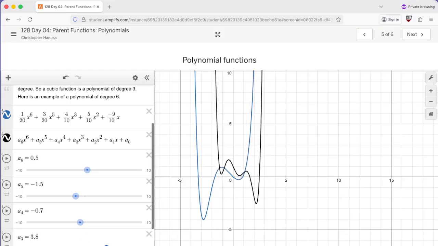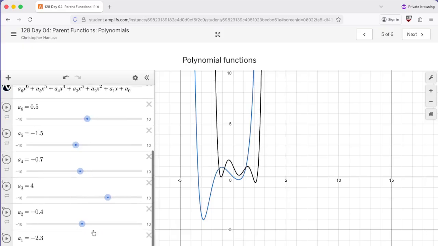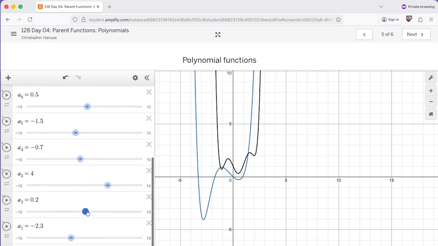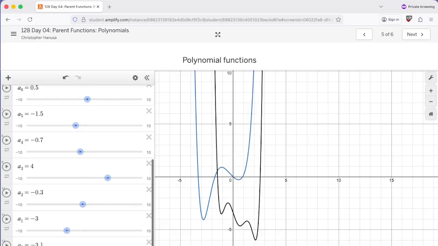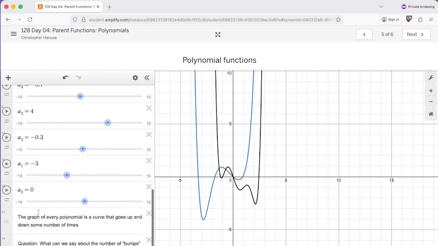So if you want to use a high degree polynomial, then you'll want to be a little bit careful with how you move your sliders to get exactly what you wanted. And again, this last one, a0, is just moving the function up and down. So the graph of every polynomial is a curve that goes up and down some number of times. What can we say about the number of bumps that a polynomial has?